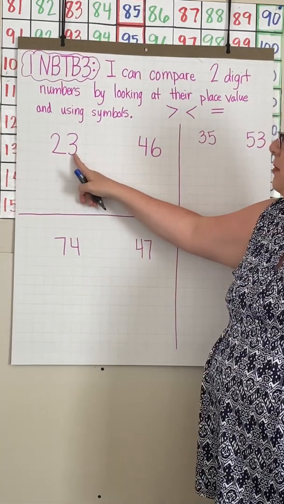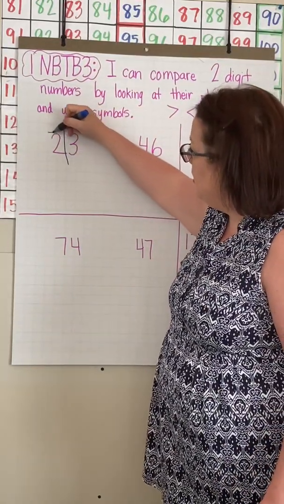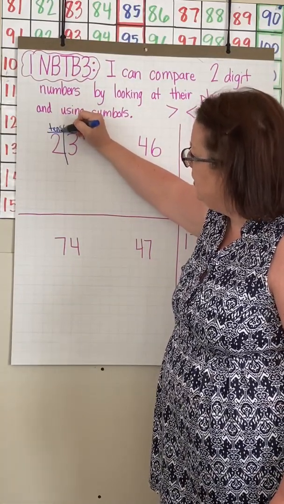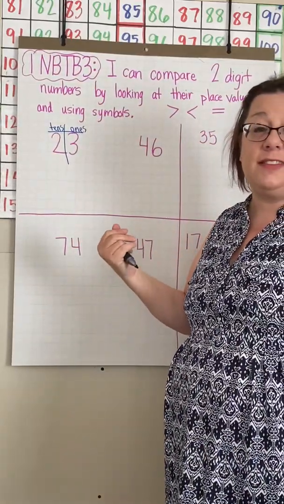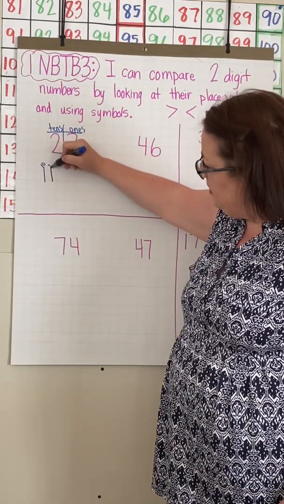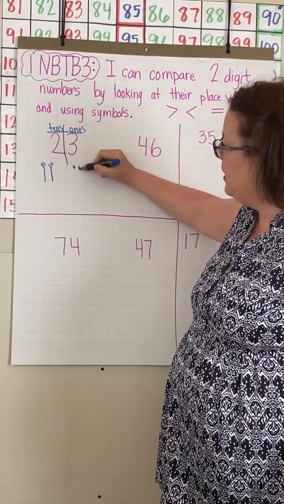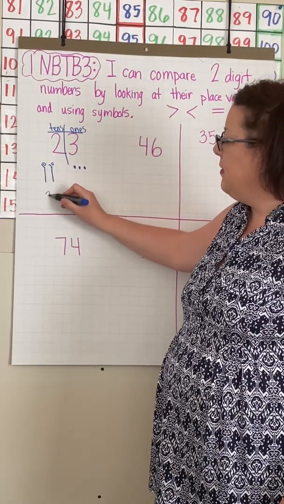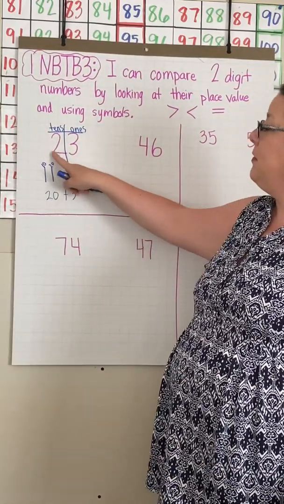So here we have the number 23 and the number 46. If I look at the place value, I have a 2 in the tens place and a 3 in the ones place. And I can draw out my 10 sticks and my ones. So here I have 2 tens, 10, 20, and I have 3 in the ones place. So I'm going to draw 3 ones. 1, 2 ones, 3 ones. So I have 10, 20, 3. So I have 20 plus 3. Okay, that's the expanded form of 23.